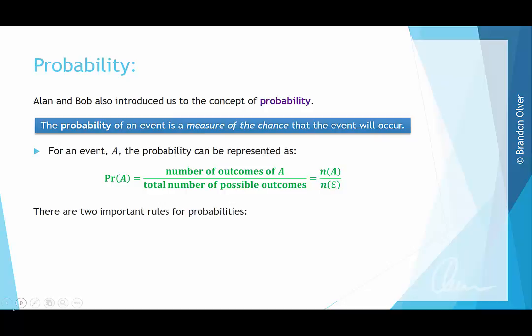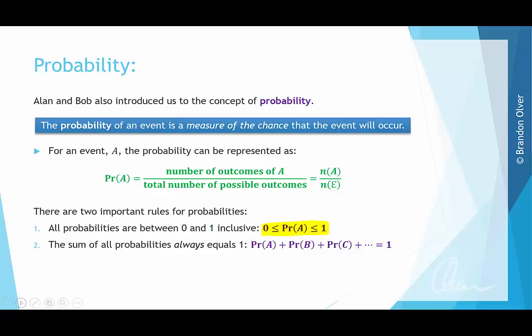So there are two important rules when we come to working with probability. The first rule says that all probabilities are between 0 and 1 inclusive. So that means the probability of any event A sits between 0 and 1, and both of them are included. The second rule says that the sum of all the probabilities always adds up to 1.